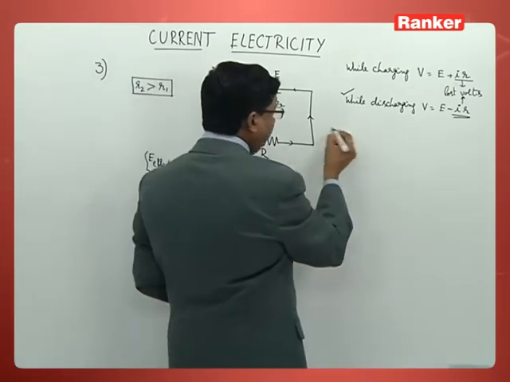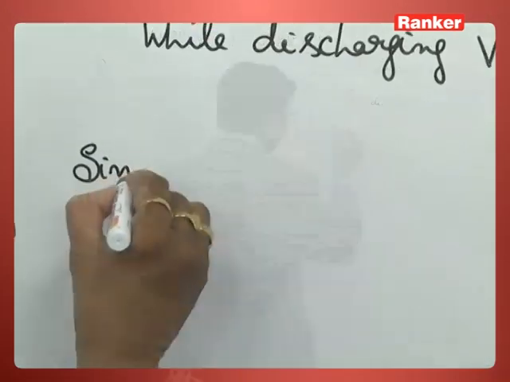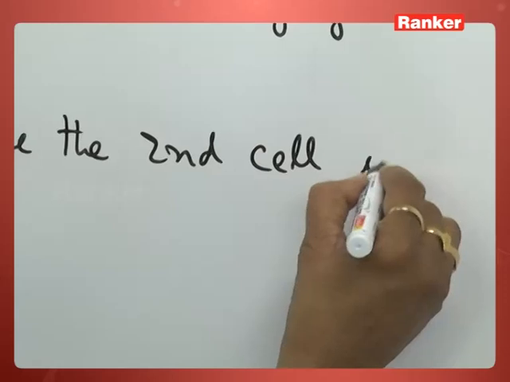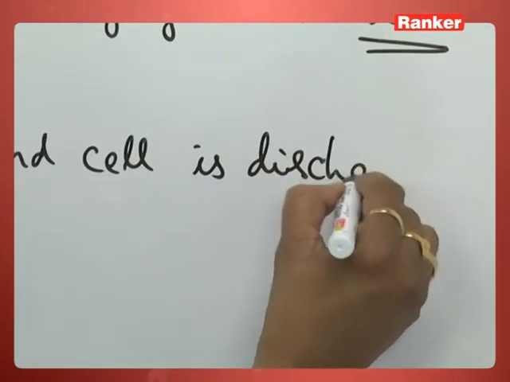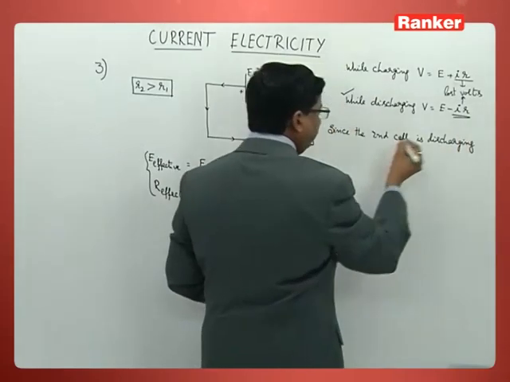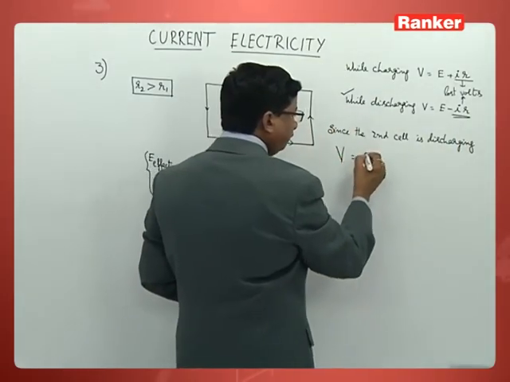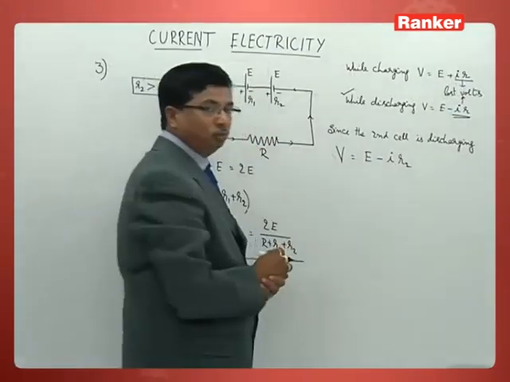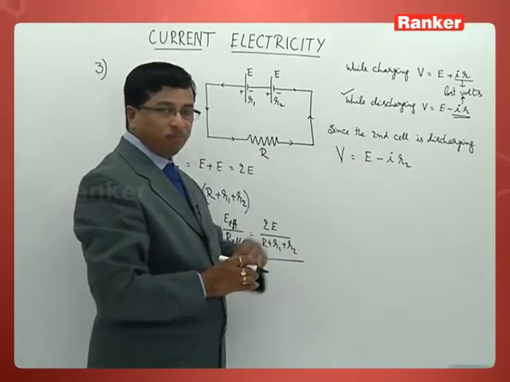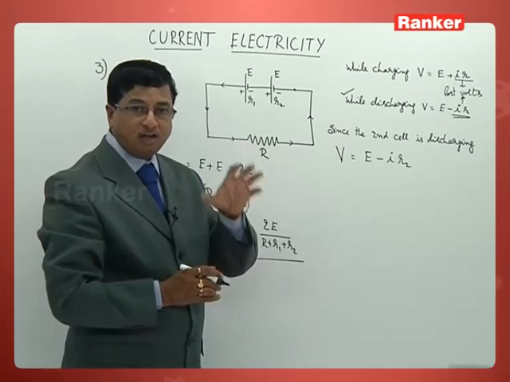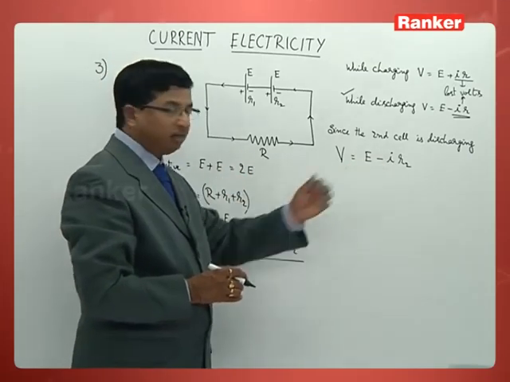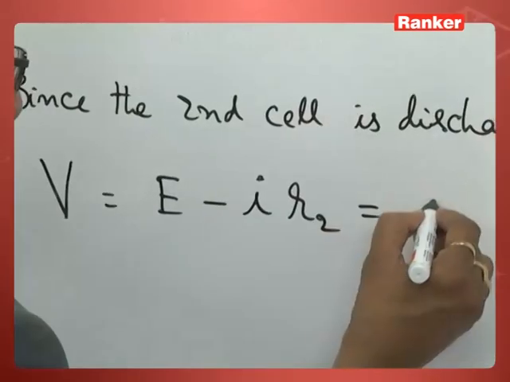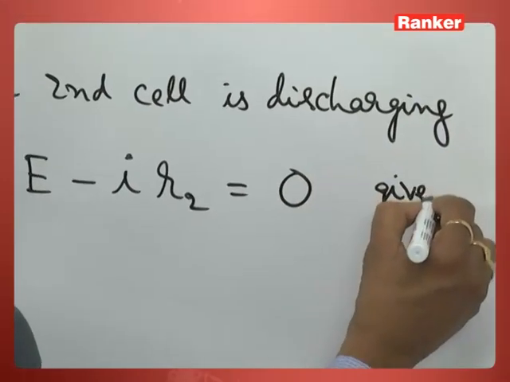So what can we write in this case, since the second cell is discharging? Its terminal potential difference is equal to E minus I into R2. Why am I writing R2? The second cell has an internal resistance R2. You can see directly there. So we can say this terminal potential difference is given as 0 in the problem.